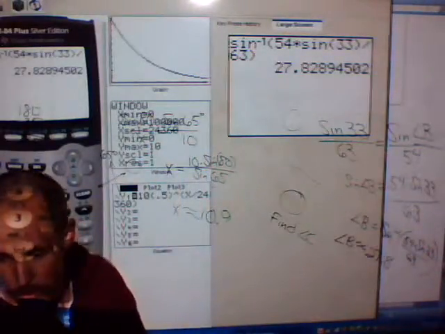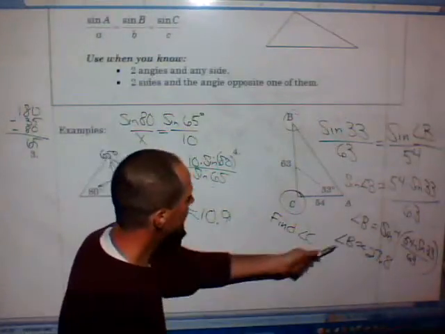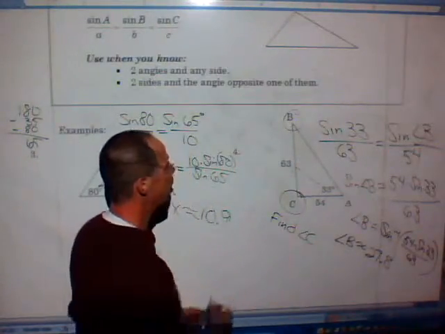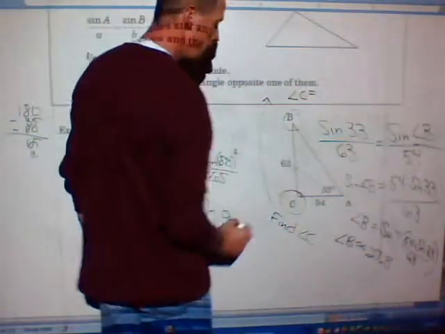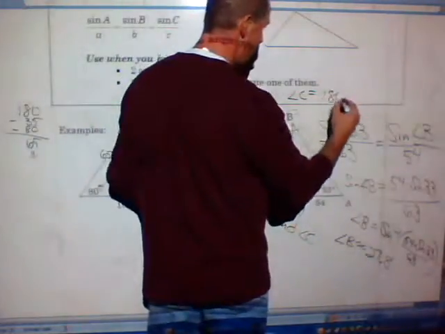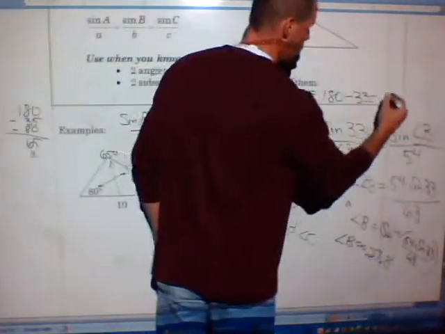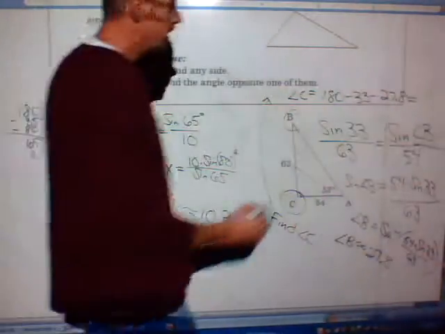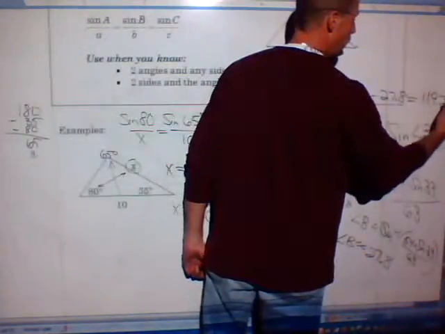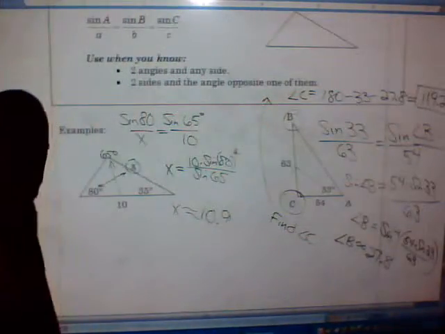Okay. But we have a slight problem because we were looking for angle C, not angle B. So to find angle C, angle C is going to equal 180 minus 33 minus 27.8, which then, when you plug that in, gets you 119.2 degrees. So 119.2 is your final answer on that one. Okay?